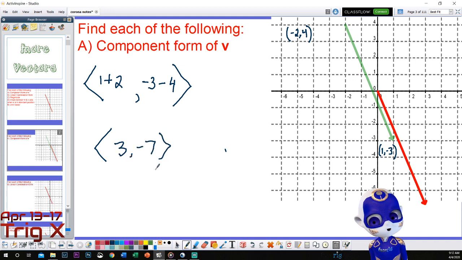And that's all there is to it. If you'll notice, the new line, when I took that original green one and moved it so that it started at 0, 0, the new line ends at 3, -7. So that's my new vector.